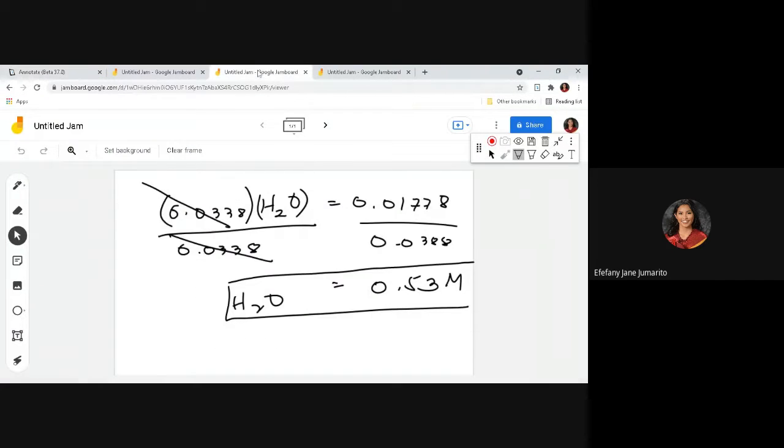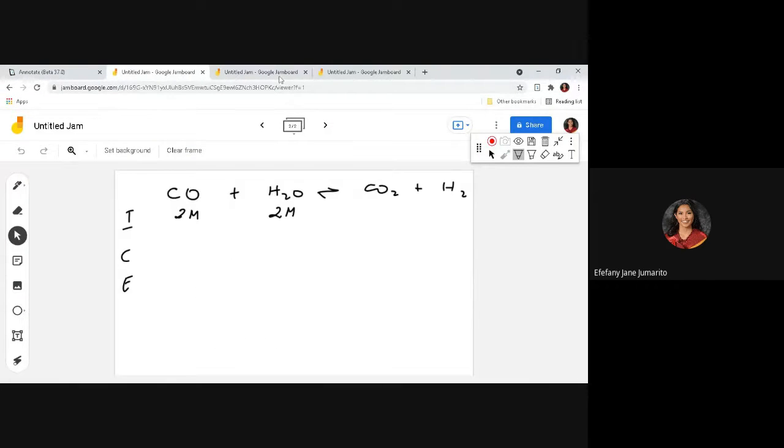What about the products? They are not given, so it's 0. Zero. Then the change is 0 for the initial. But there are times when the product value is given first. So here we have negative 2. What is the change? Negative x. What about here? Same, negative x.